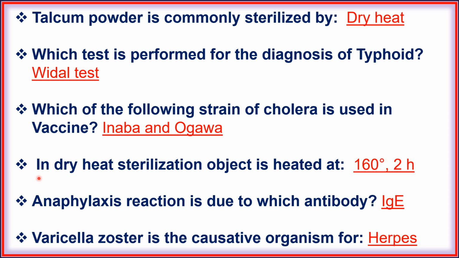Next, in dry heat sterilization, object is heated at 160 degrees centigrade for 2 hours. Next, anaphylaxis reaction is due to which antibody? That is immunoglobulin E. Next, varicella zoster is the causative organism for herpes.